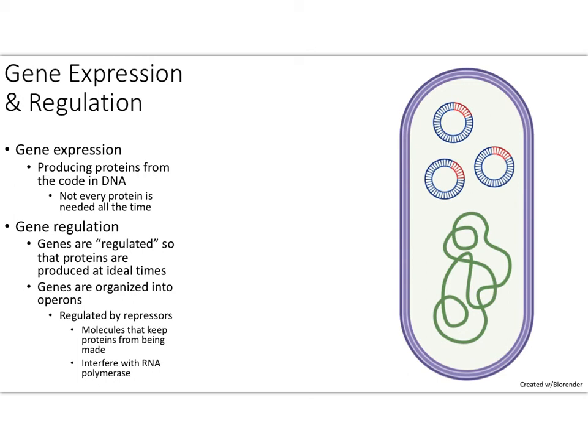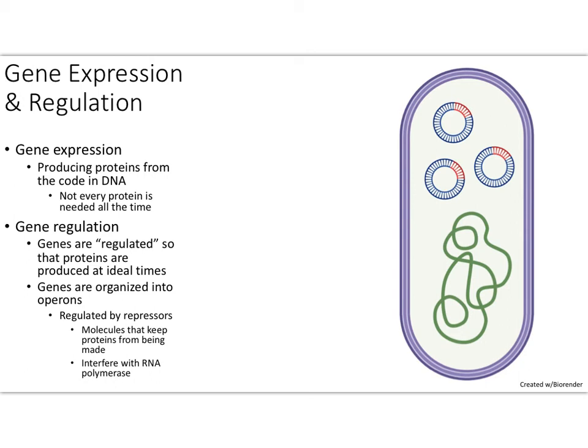In prokaryotes, genes are organized into structures we call operons. And operons are kind of like light switches. They allow the organism to either turn on genes or turn off genes. If a gene is turned on, then proteins will be produced. If a gene is turned off, then those proteins will not be produced.